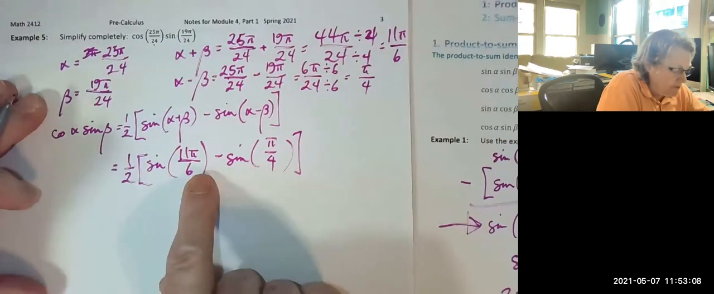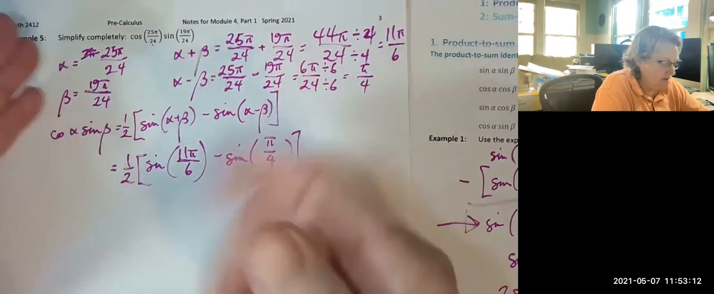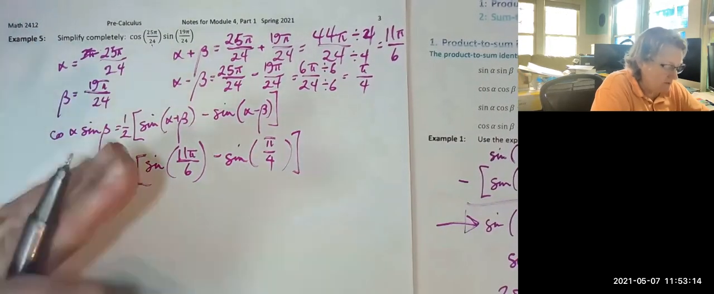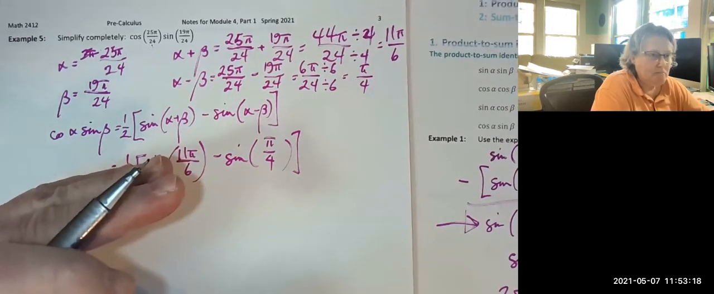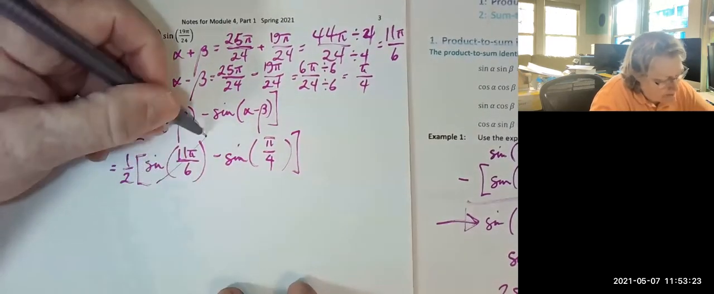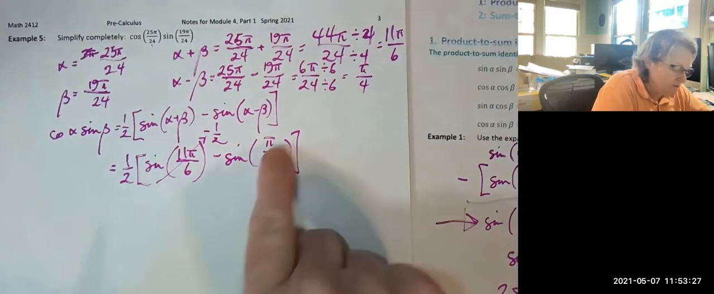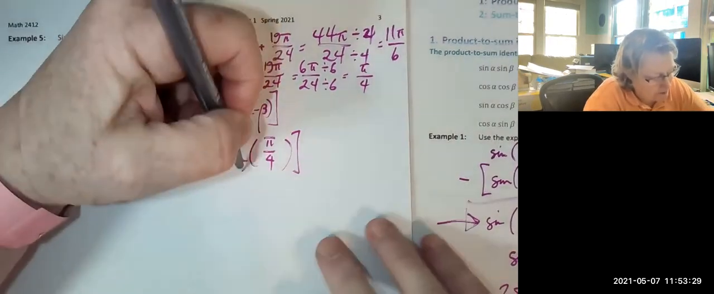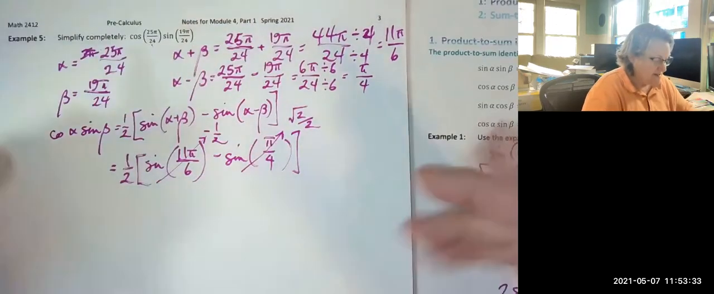The sine of 11 pi over 6 will be the same as the sine of pi over 6, which is 1/2. But in the fourth quadrant, sine is negative, so this will be negative 1/2. The sine of pi over 4 is square root of 2 over 2. So now we can simplify.